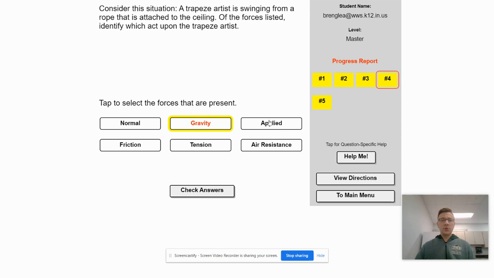There's no applied force because nobody is actively pushing or pulling. No friction because not rubbing against a surface. There is tension because they're hanging from a rope. And there is air resistance because they're moving through the air.